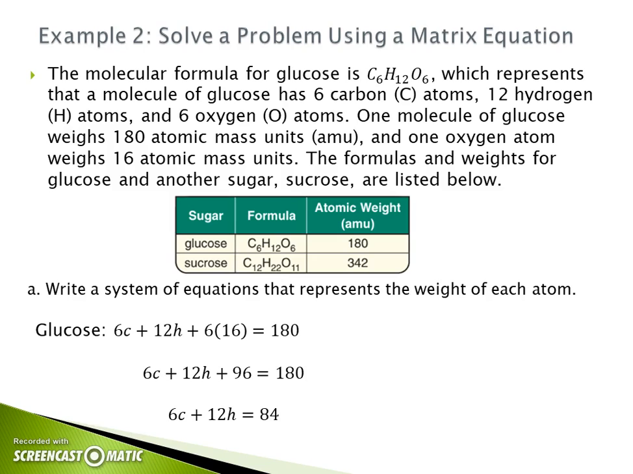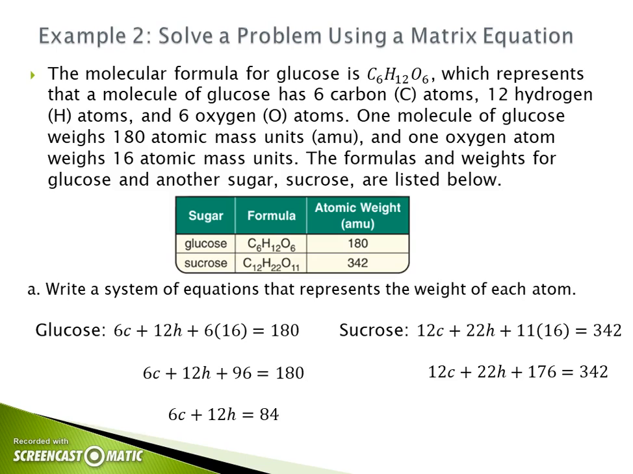To set up the equation for sucrose, we have 12 carbons, we have 22 hydrogens, plus 11 times 16 for how many oxygens we have, equals 342. Then we simplify. 11 times 16 is 176. Subtract 176 and we get 12C plus 22H equals 166.